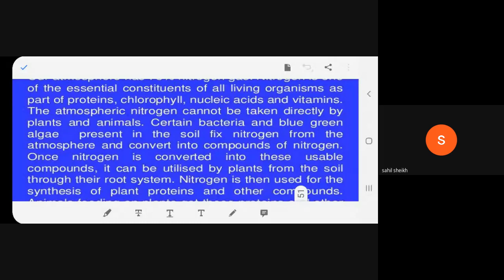The atmospheric nitrogen cannot be taken directly by plants and animals. Certain bacteria and I told you, blue-green algae. When I say stop, you will stop. Okay, beta? Continue. Certain bacteria and blue-green algae present in the soil fix nitrogen from the atmosphere and convert it into compounds of nitrogen. Stop.